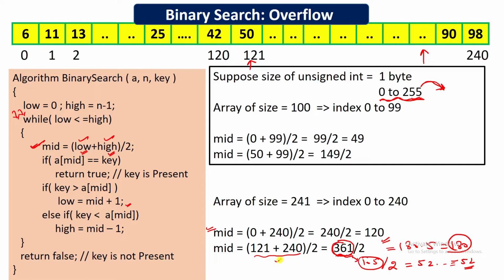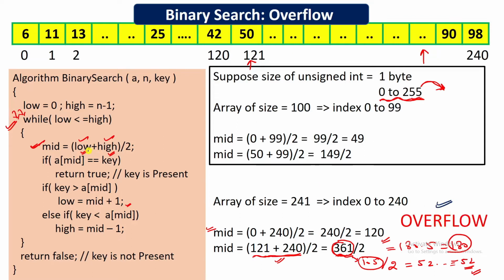After you calculate this mid using this formula, you are getting 52. So basically this is the problem of the data type. Your answer for the addition of these two numbers cannot be adjusted into the unsigned int data type, so your program will give you the wrong answer. It may say your key value is not present, although your key value may be present inside your array. So how do we deal with this overflow problem?